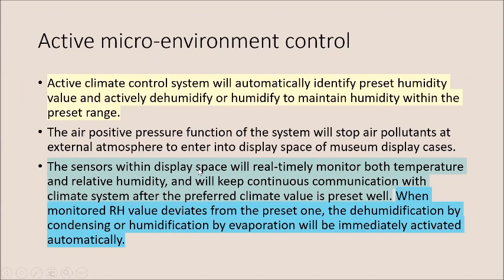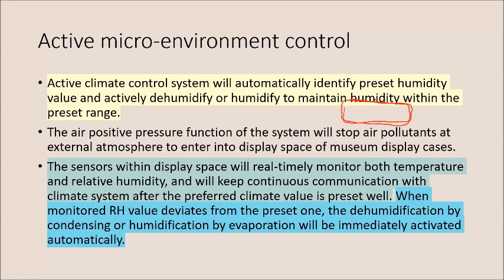Now, this was about the passive. Now, coming to the active microenvironment control in display cases. We are talking about display cases now. So, an active climate control system will automatically identify the preset humidity value and actively dehumidify or humidify to maintain humidity within the preset range. The positive air pressure function of the system will stop air pollutants in the external atmosphere from entering the museum display cases. Let me explain this.